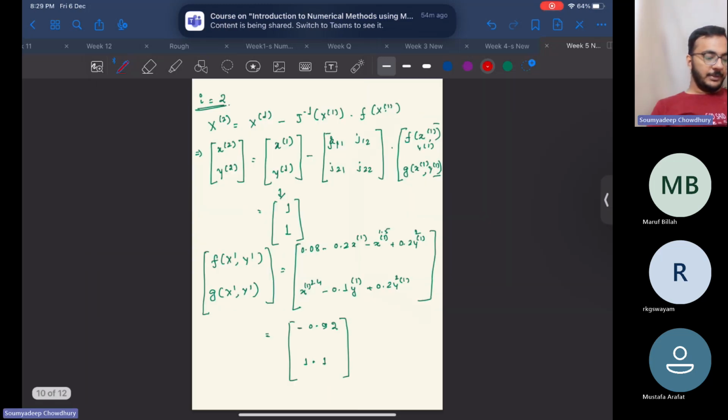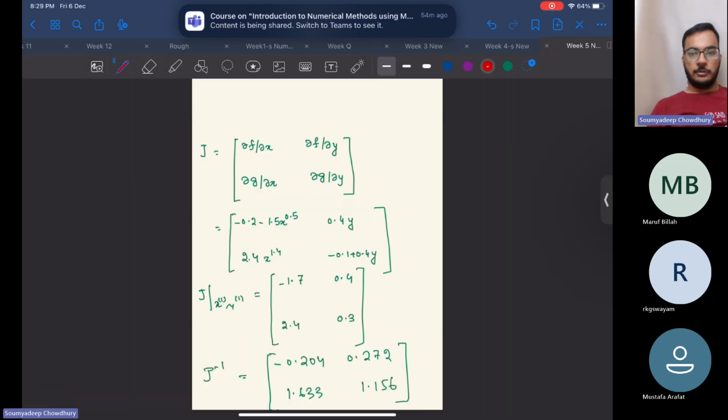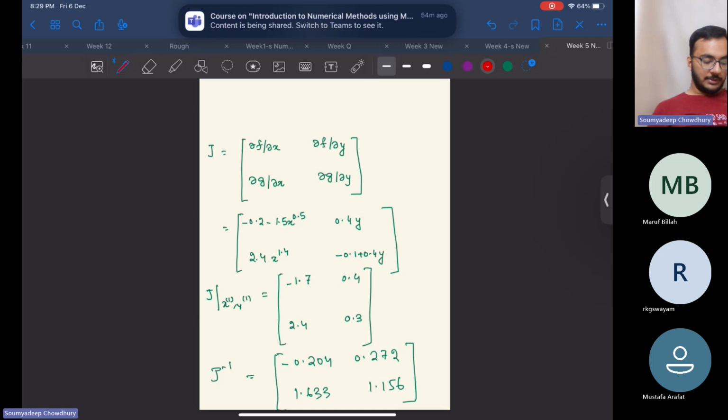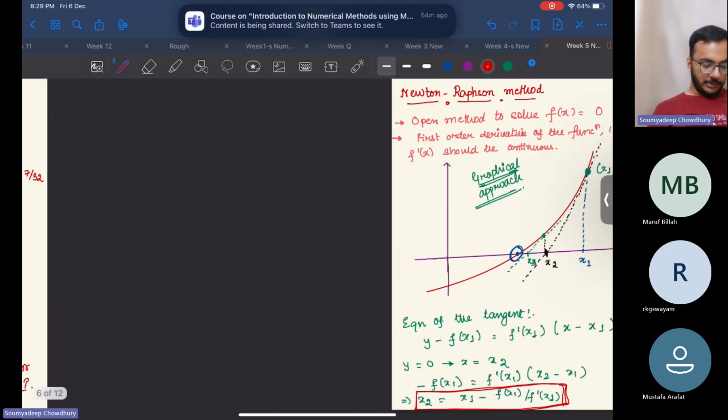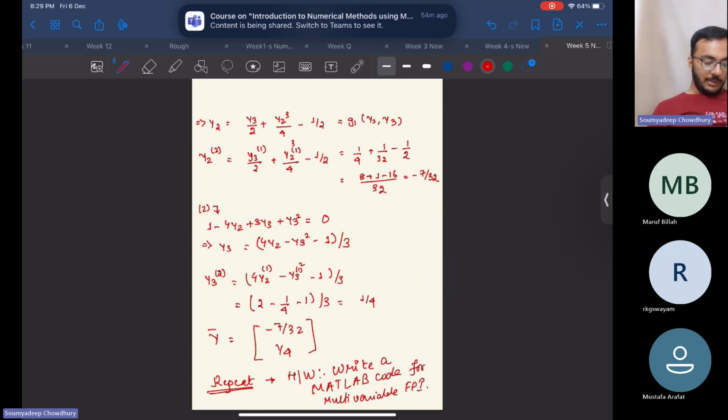Okay, so today I'll close the session. Next class I'll show you the MATLAB codes for this. So the homework for this week is only the one question I gave, right? For this multivariable fixed point iteration method, you have to write a MATLAB code. Okay, fine. Then we'll meet next Friday, 6:30.